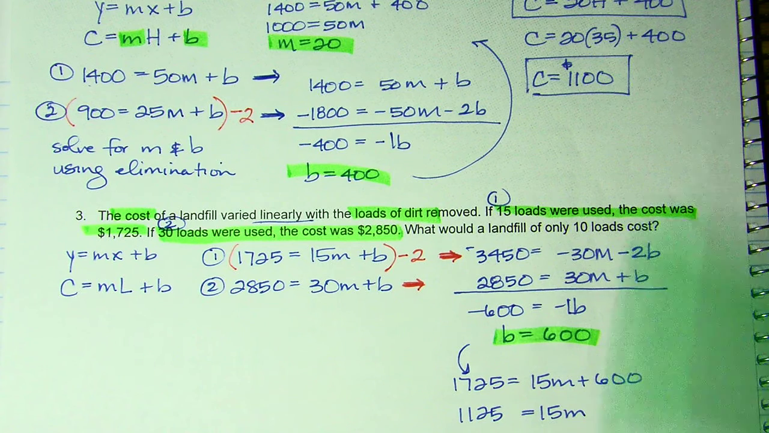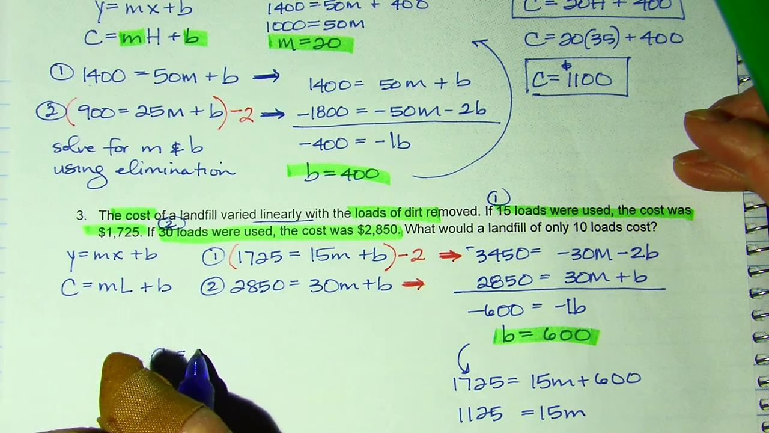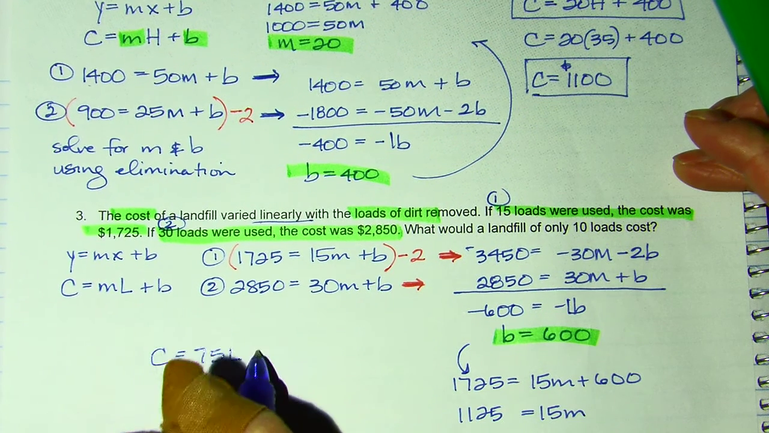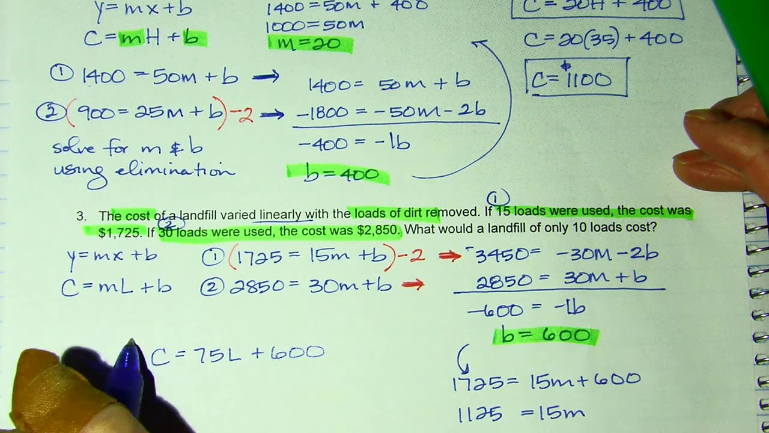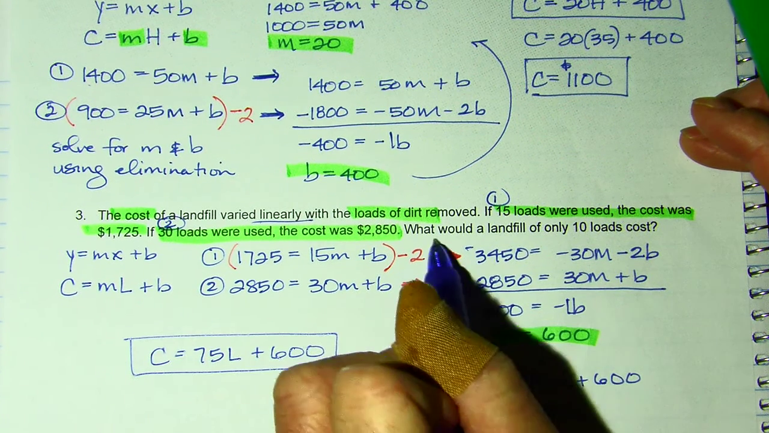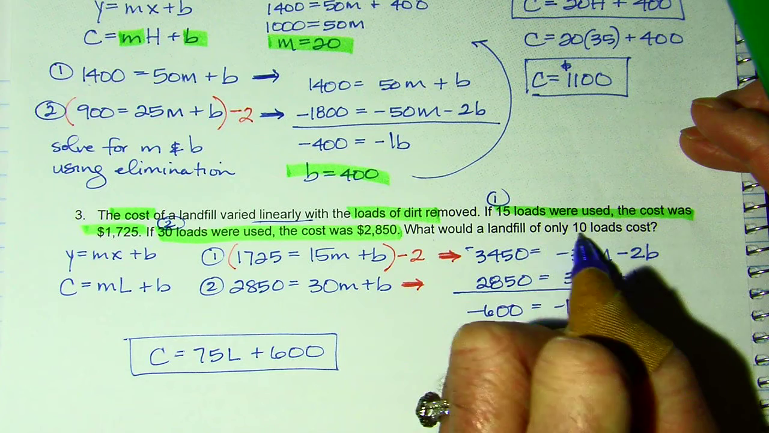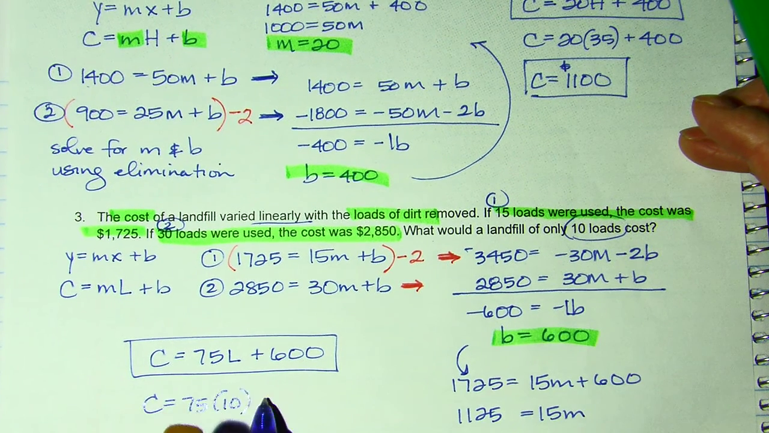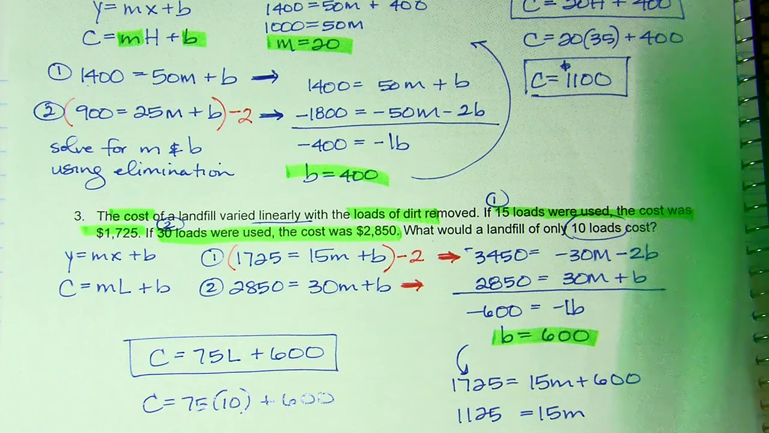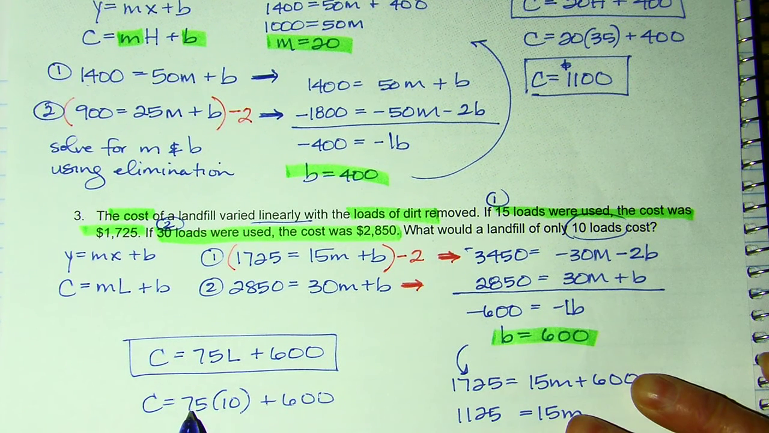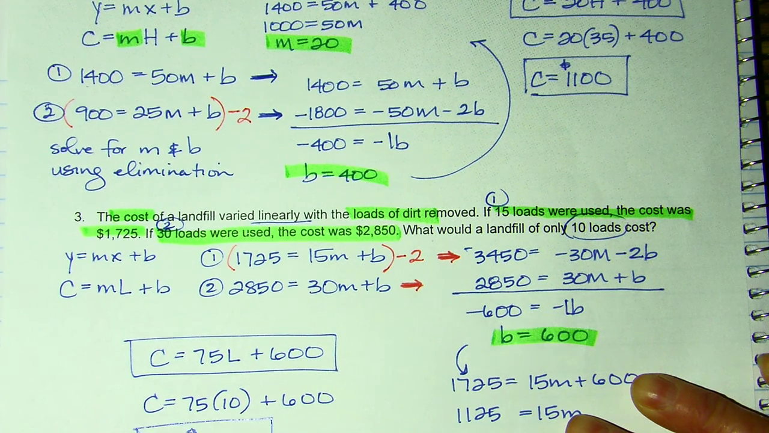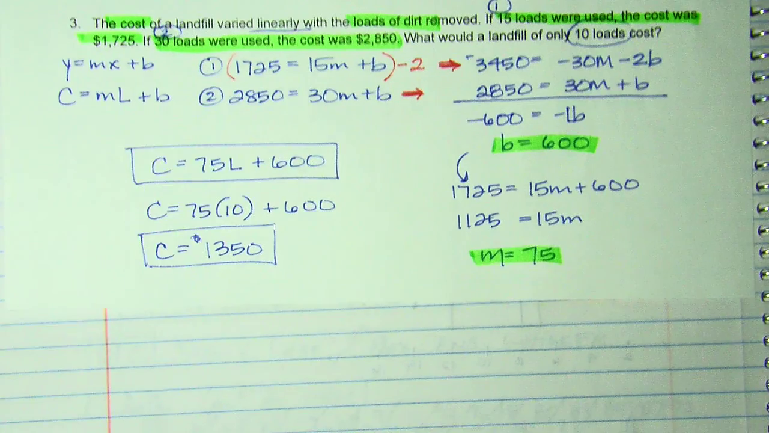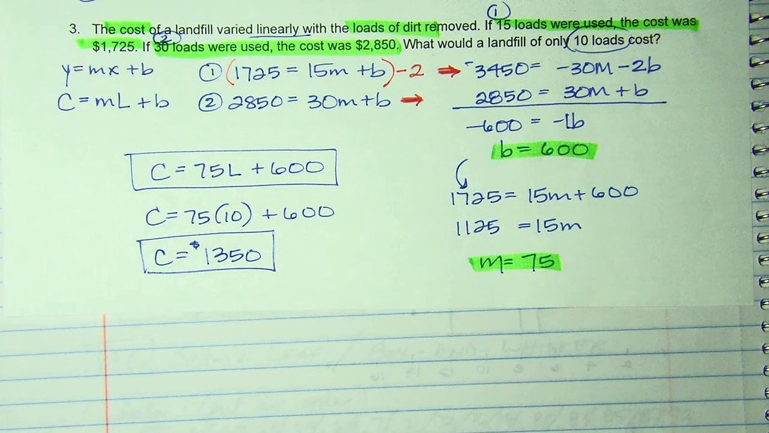So now I can write my equation. C equals 75 times the loads plus 600. There's my equation. And they're asking what would a landfill of only 10 loads cost. So cost equals 75 times 10 plus 600. And so I said the cost, this gives me $7.50 plus 600 would give me a cost of $13.50. Sorry, I'll move that down. My apologies. And that is it to this section.